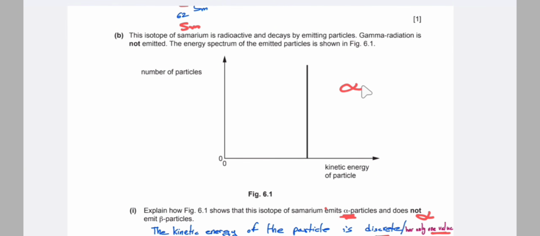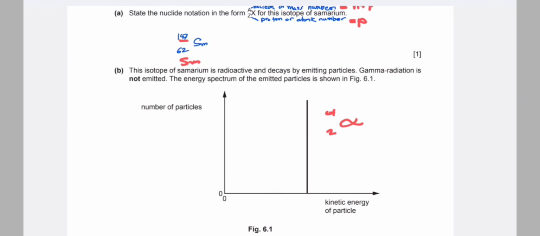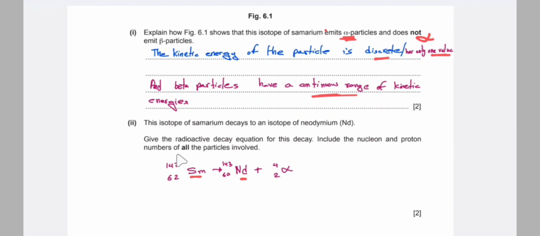The emission is alpha emission, that means alpha particles are emitted, and we know that alpha particles have a proton number of 2 and a nucleon number of 4, that is protons plus neutrons. Sm is 147 and 62. So 147 and 62 decays to form 4 and 2. So 147 minus 4 is 143, and 62 minus 2 is 60. So this is the overall decay equation.